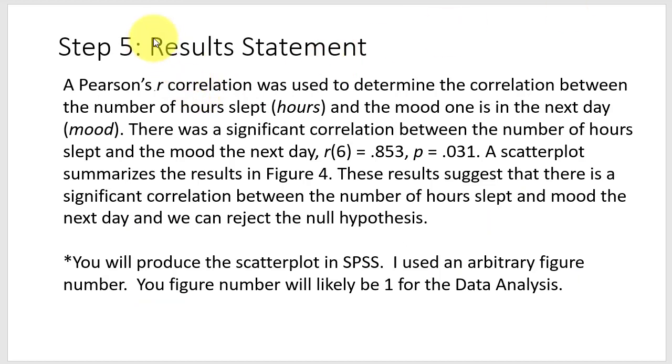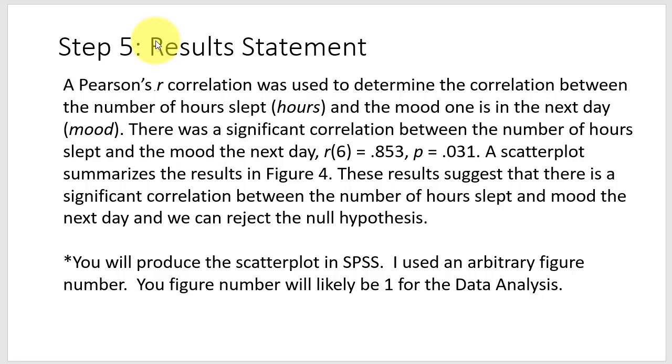So, a Pearson's R correlation was used to determine the correlation between the number of hours slept, which we called hours, and the mood one is in the next day, which we called mood. There was a significant correlation between the number of hours slept and the mood the next day. The R of 6 pairs equals 0.853, with the p-value equal to 0.031, which I pulled from SPSS. A scatter plot summarizes these results in Figure 4. These results suggest that there is a significant correlation between the number of hours slept and the mood the next day, and we can reject the null hypothesis.